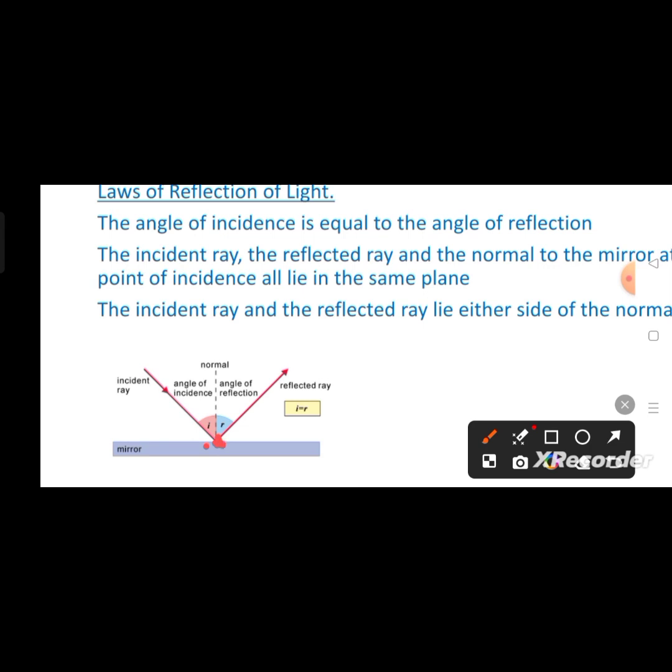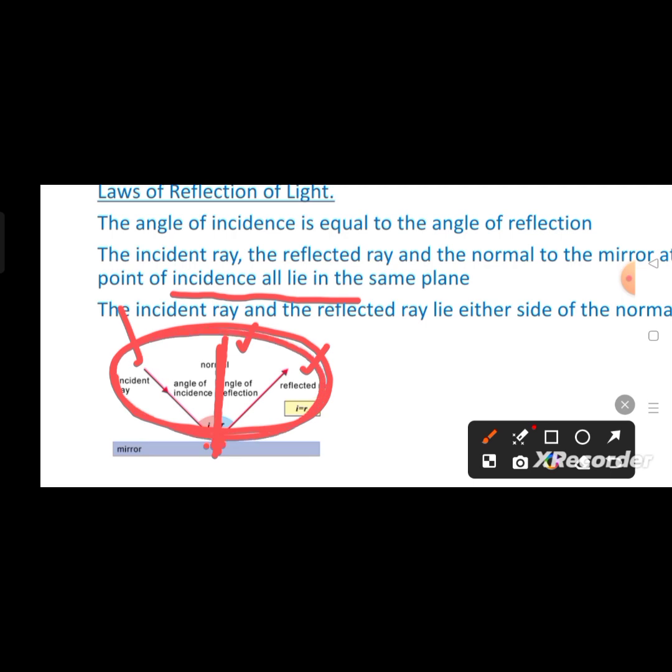So here this is the point of incidence. Then we are considering the normal passing through that point. In the second law we can see that normal to the mirror at the point of incidence means the normal passing through this point of incidence. Okay, so incident ray, reflected ray and the normal at the point of incidence all lie in the same plane. Plane means the same side, same area, like that. So that is the second law. And the first law tells angle of incidence is equal to angle of reflection.